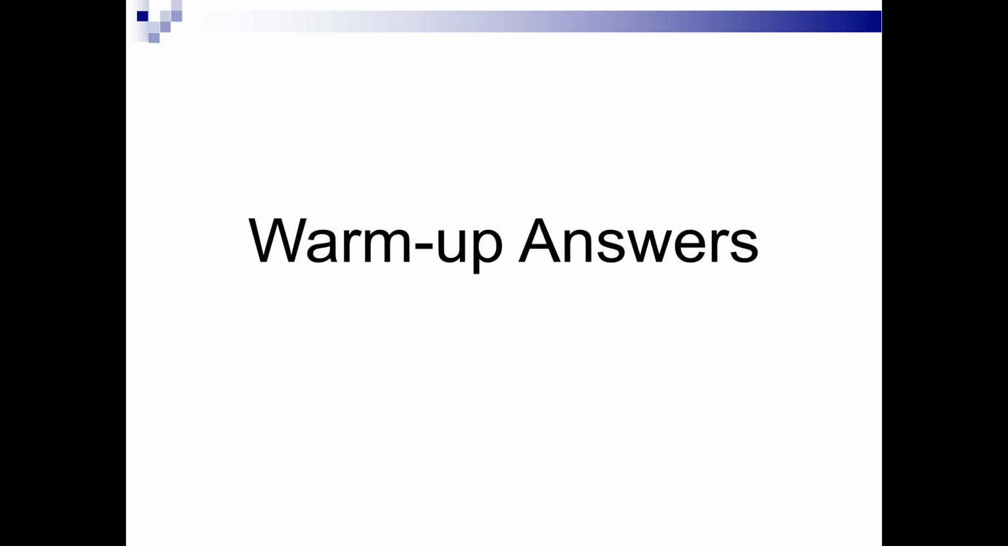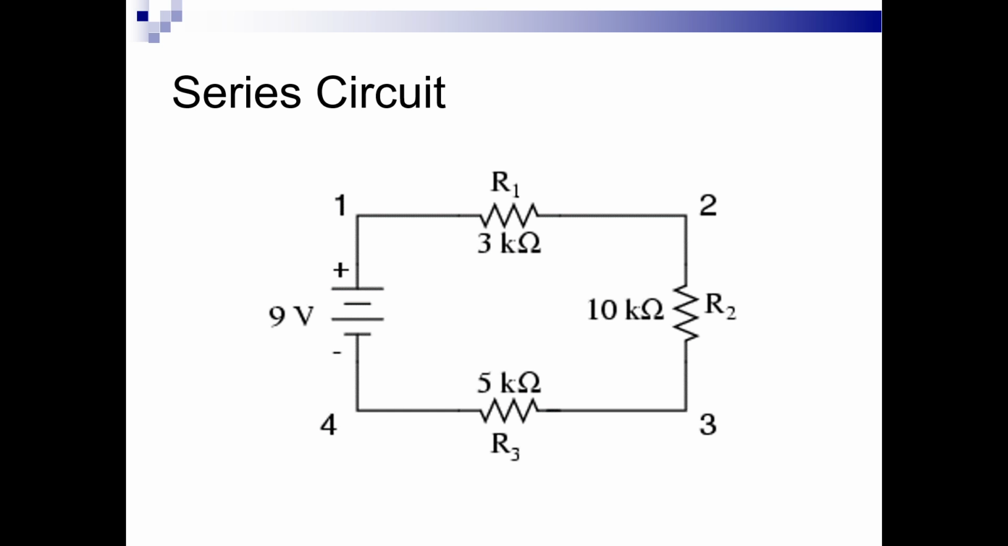All right, here's just a few quick solutions to the warm-up questions that we've had over the week before break. So here's the series circuit that we were looking at. It's a 9-volt battery attached to first a 3 kilo ohm, then a 10 kilo ohm, then a 5 kilo ohm resistor, all in series.